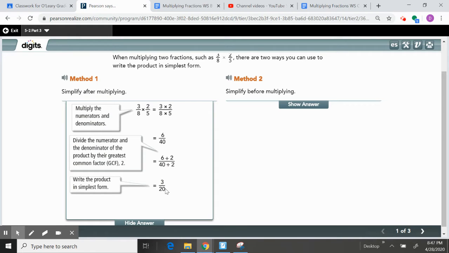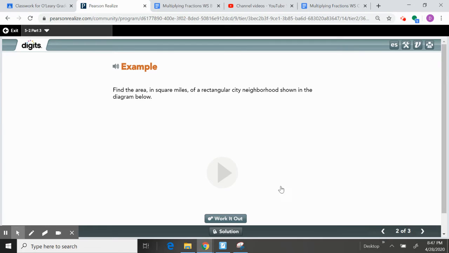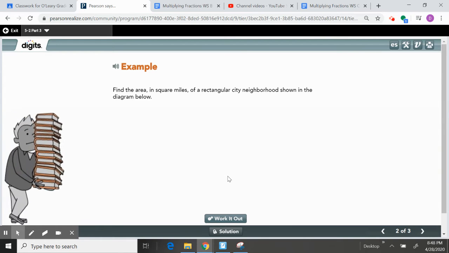I'm not even going to go into method 2 right now because I think it might be a little more confusing than it's worth. So again, go on today and look at this screen. You can certainly look at method 2 if you want. Don't let it confuse you, though. But you're also going to solve these two problems.